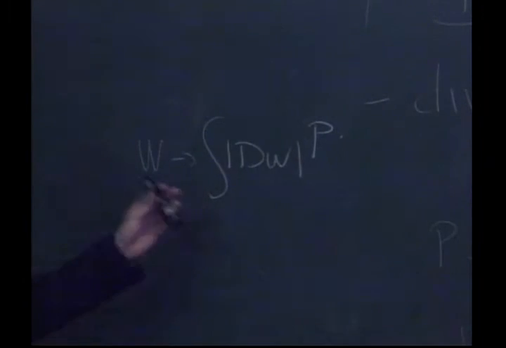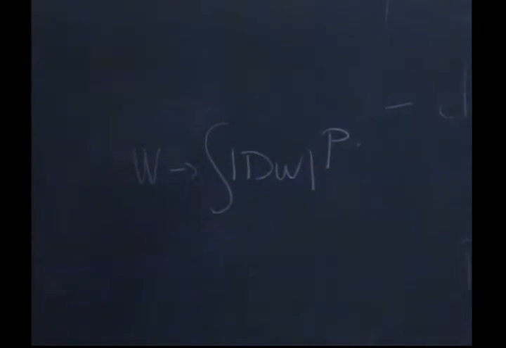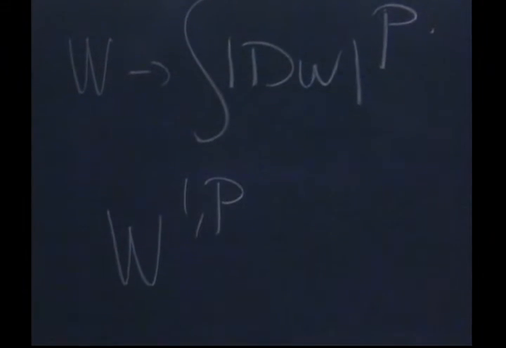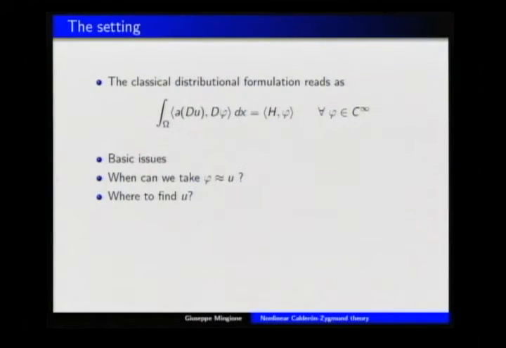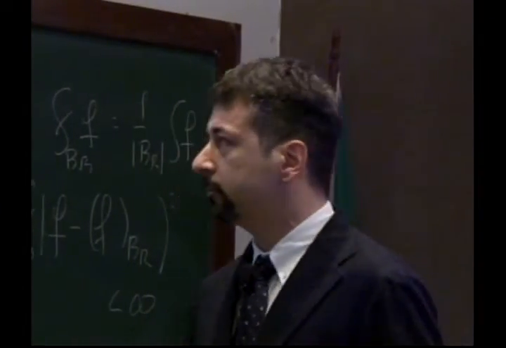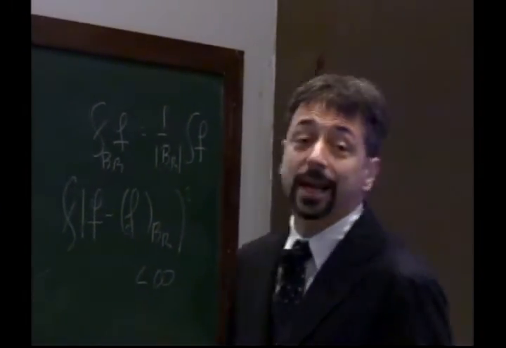And of course, the natural space where you want to consider this functional is W^{1,p}, that's a Sobolev space of functions with distributional derivatives in L^p. So the natural energy space associated to the problem is W^{1,p}. Can you really find W^{1,p} solutions? We will see that in general, this is false, if the right-hand side is not good enough. The two things are actually related.